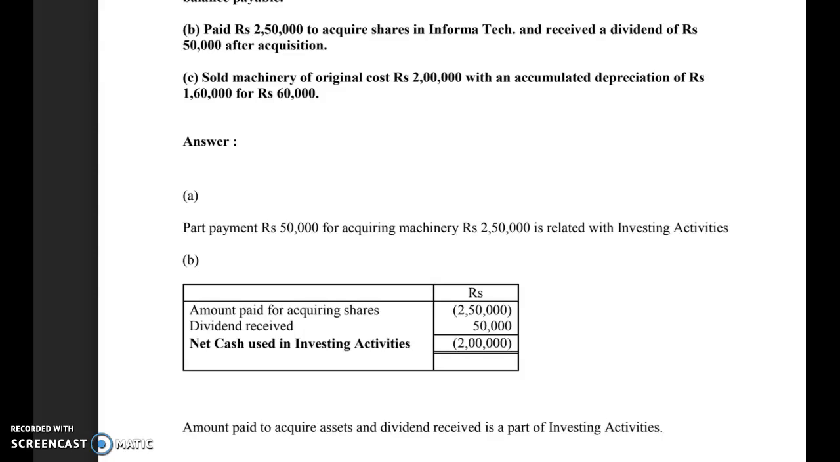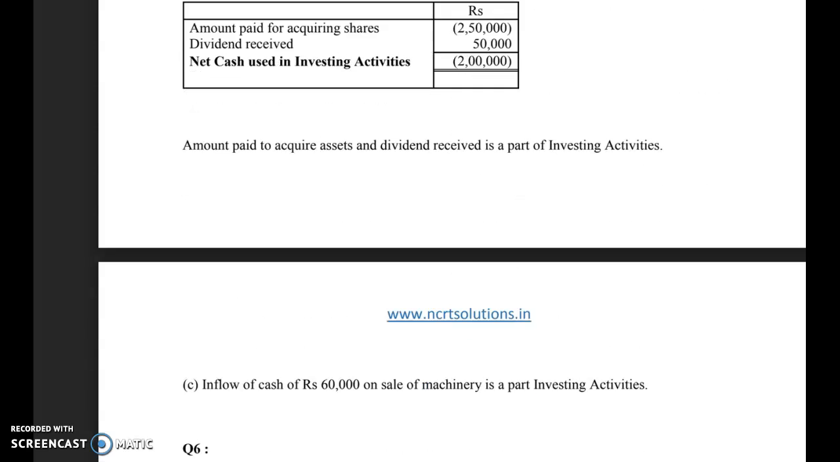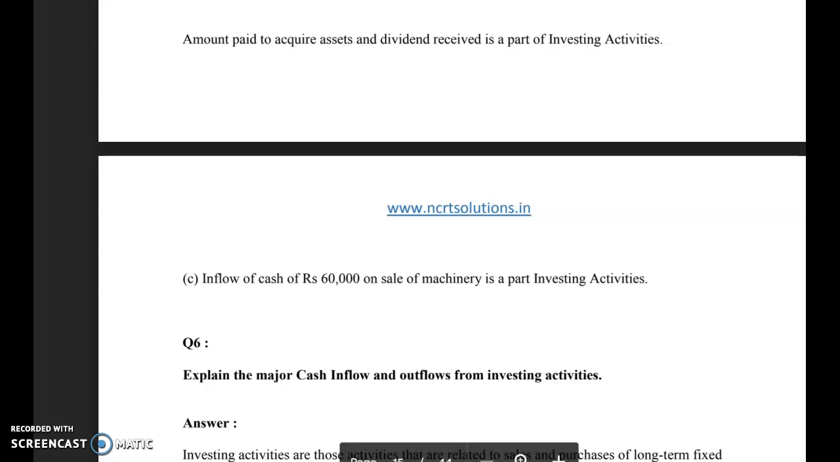Now the question arises, with how much amount. The original cost of the machinery was rupees 2 lakh, and on this accumulated depreciation was rupees 1,60,000, and it is sold for rupees 60,000. So the selling price is 60,000. So there is an inflow from the investing activity for the sale of machinery, and the amount will be shown as rupees 60,000 on sale of machinery as a part of investing activities.